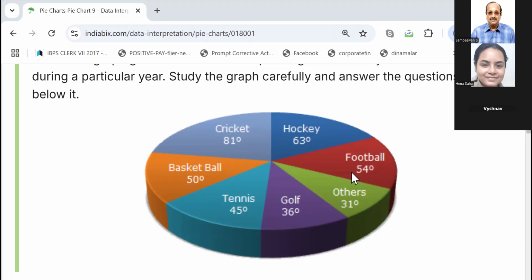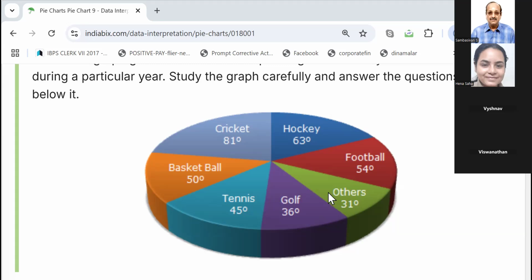No, something mistake I'm doing. 45 degree means how much? 12.5%. If there are 800 students in this class, 45 degree will be represented as 12.5 percent, that is 800 by 12.5 is equal to 100. Like that we have to ascertain. I just want to tell you here what this is telling is degrees.